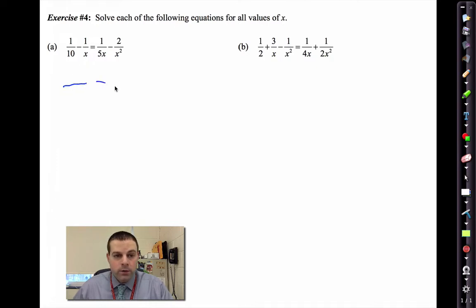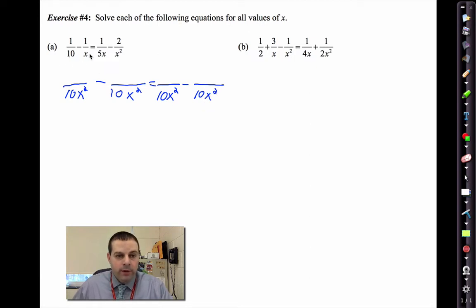So again, our first goal is to identify the LCD, in this particular case, of the four fractions that we have. And we have 10x, 5x, and x squared. So when I combine those carefully, I get an LCD of 10x squared. Now, we don't have any binomials to worry about in the numerator, so we're not going to have to worry about any distribution. Right? There's a lot of 1's up there, which is going to make multiplication pretty easy.